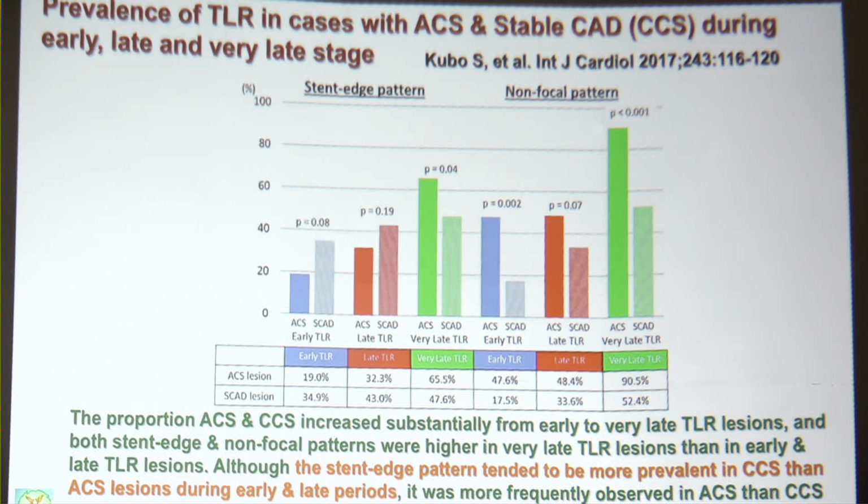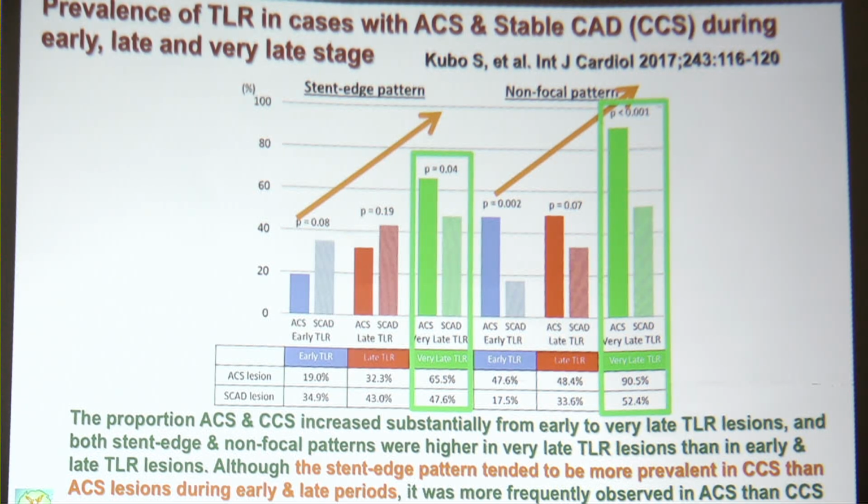Yes, and they compared the stent edge pattern and the non-focal pattern, right? So the proportion of ACS or CCS increased substantially from early to very late TLR regions, and both stent edge and non-focal patterns were higher in very late TLR compared with early and late TLR. Although the stent edge pattern tended to be more prevalent in CCS than ACS during the early and late periods, it was more frequently observed in ACS than CCS during the very late period.